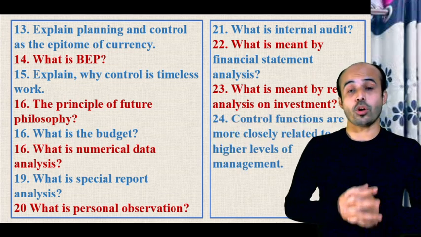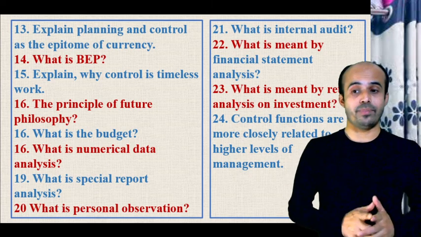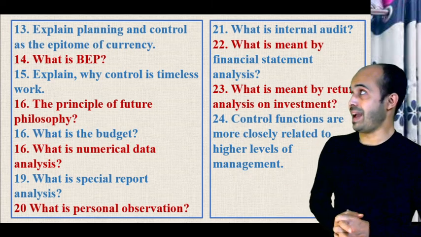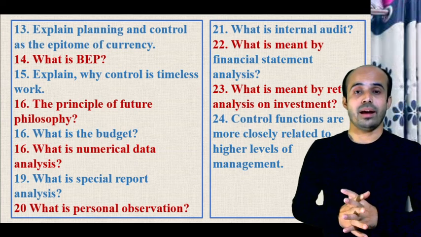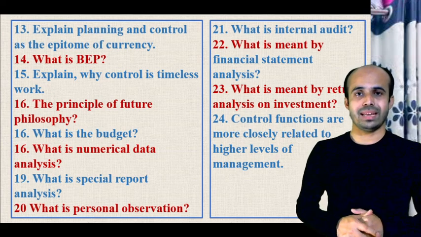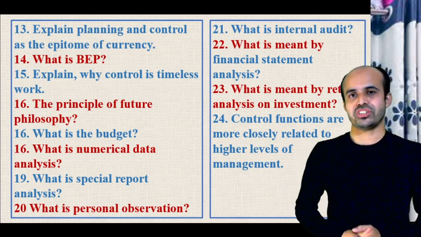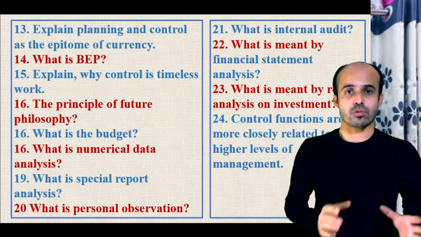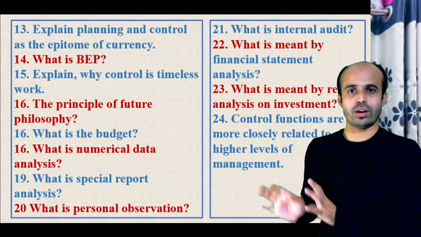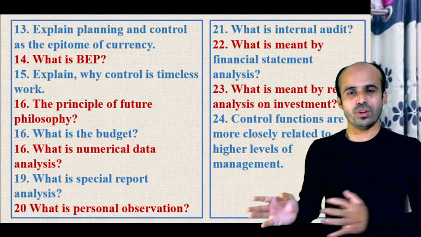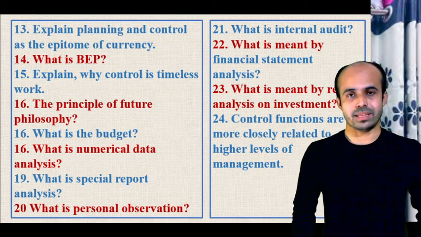Now coming to the next question: controlling functions are more closely related to higher level of management. Yes, you have said it very correctly, and the question also says so, because controlling is an activity of the higher level management, like the manager, the general manager, and others in the organizational structure. They maintain all the controlling activities, because the lower-level foremen perform the work, but the control activities will be done by the higher level of management.